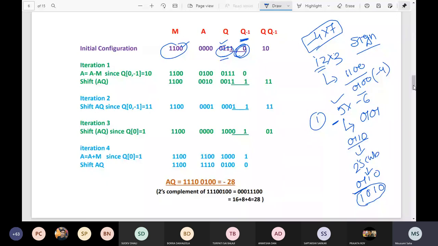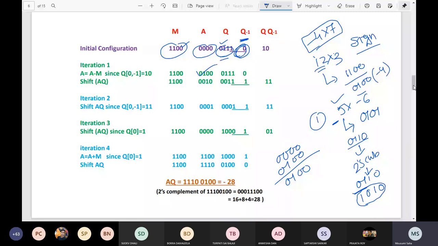Now, first operation is that iteration 1, A equals A minus M. So A minus M is that first you have considered 0000. So minus M is that 0000 minus M. So M is 1100, minus M is that 0100. So after doing this operation, what you will have? 0100. So that you can put here.